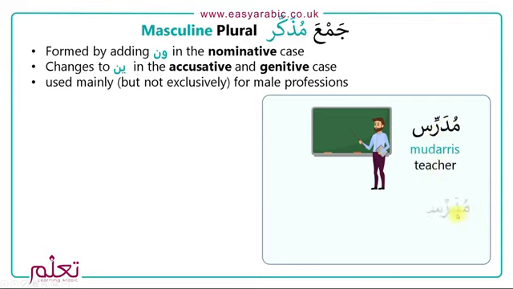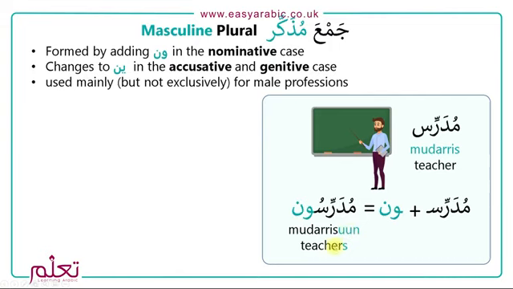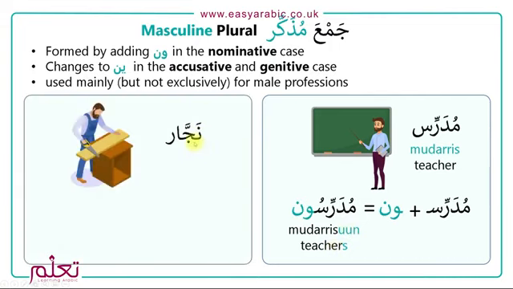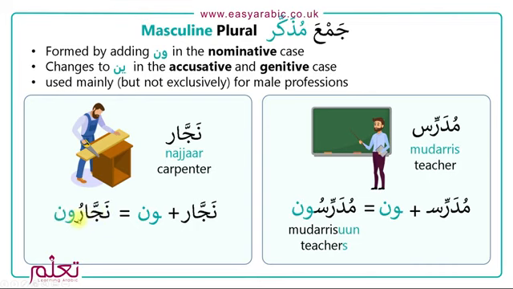So when we add the suffix, we'll take the singular form, change the last letter to show that something's going to be joined onto it, and then we add the waw noon to the end. Mudarris, and then waw noon becomes mudarrisun, which is teachers. Okay, next one is najjar, which is a carpenter. So again, we take najjar and then we add the waw noon to the end and it equals najjarun, which is carpenters.